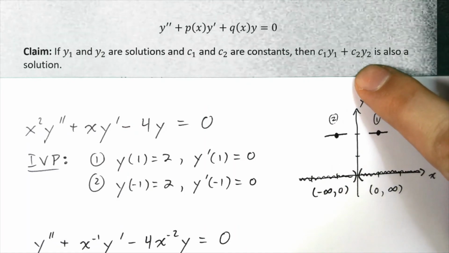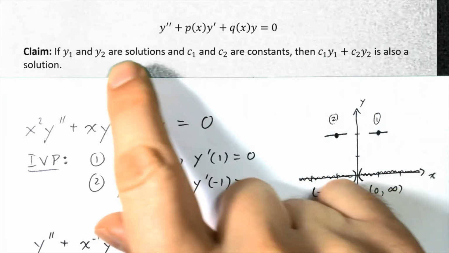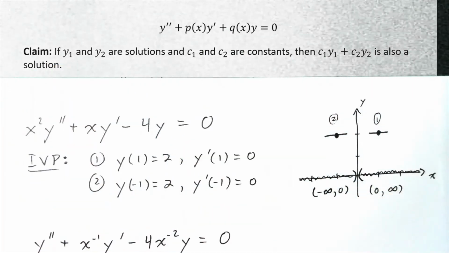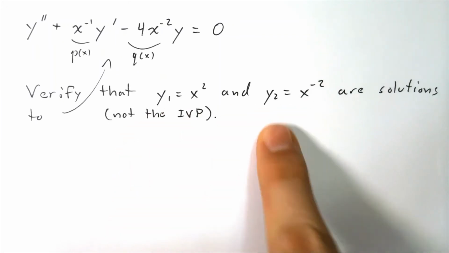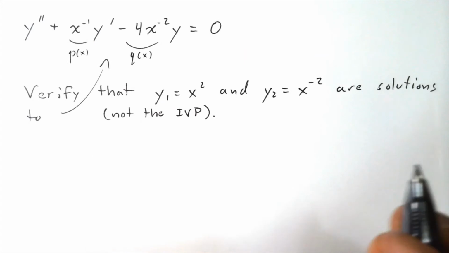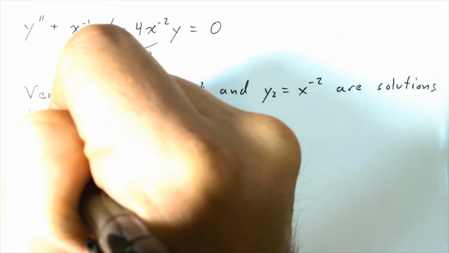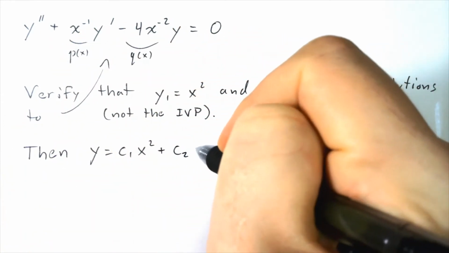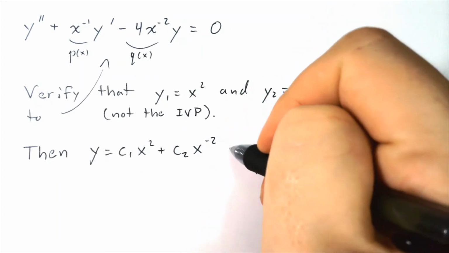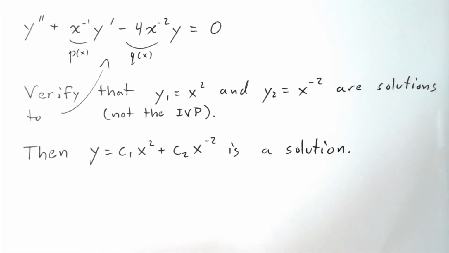This claim says that if we have two solutions, then any linear combination of them is also a solution. Aha, so let's try using that. Once you've verified that these are solutions, then we know from the claim that this thing is also a solution for any constants C1 and C2.